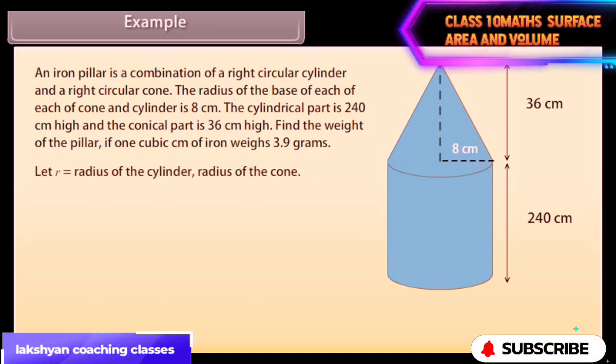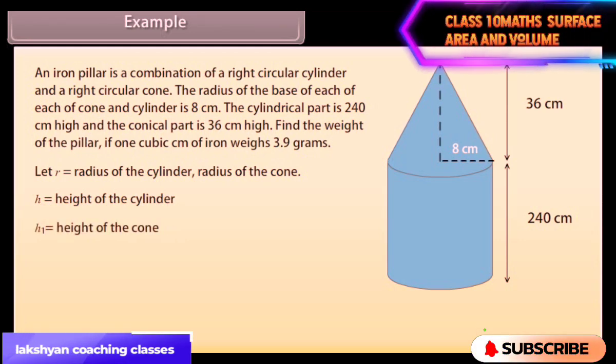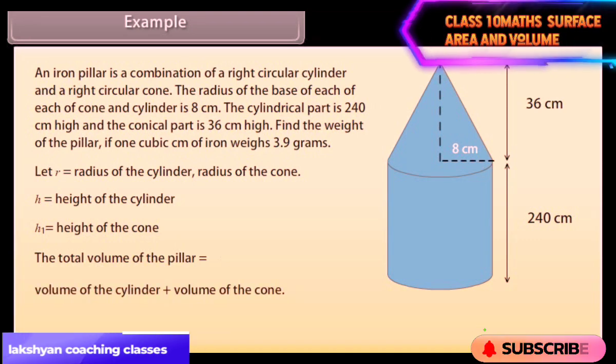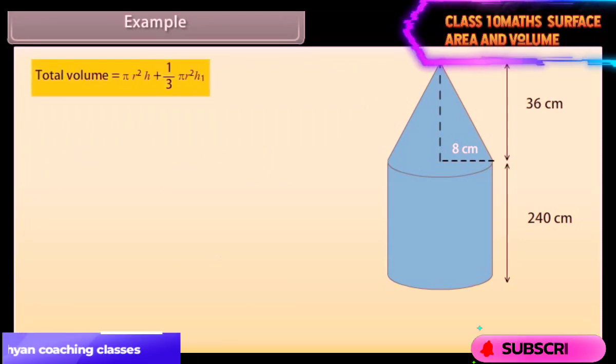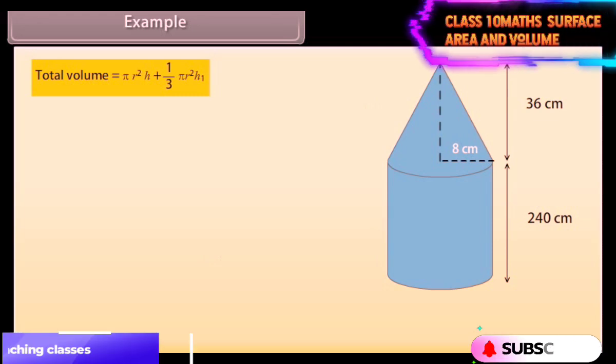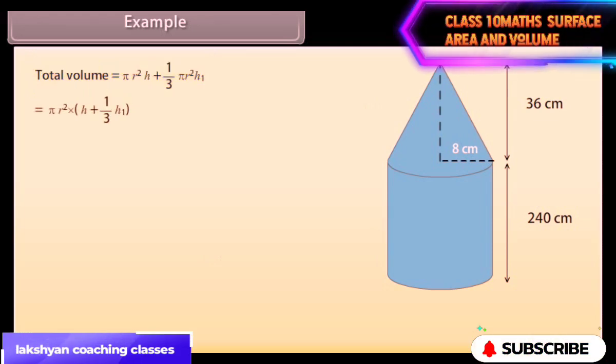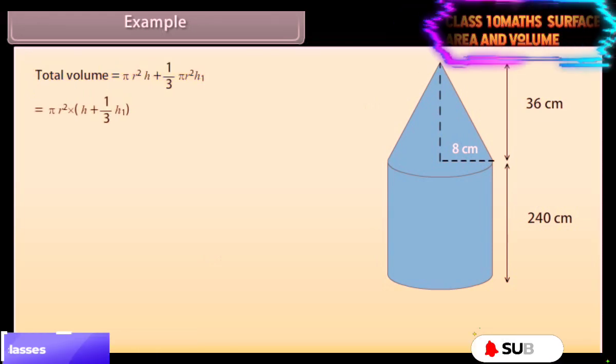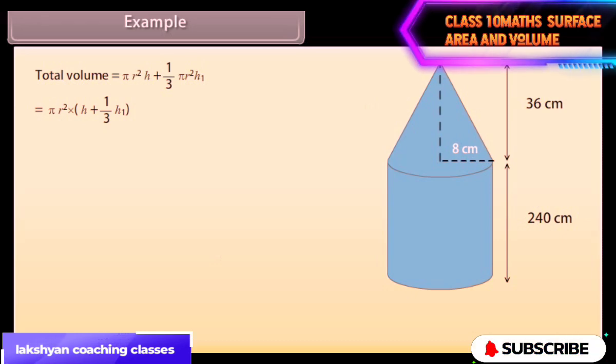Solution. Let R is equal to radius of the cylinder, radius of the cone. H is equal to height of the cylinder. H1 is equal to height of the cone. We know that the total volume of the pillar is equal to the volume of cylinder plus volume of the cone. Therefore, total volume is equal to pi r square H plus 1 by 3 pi r square H1. This is equal to pi r square into H plus 1 by 3 H1.